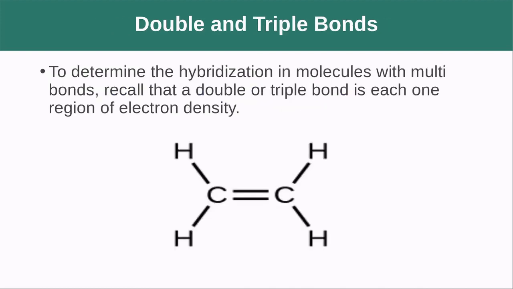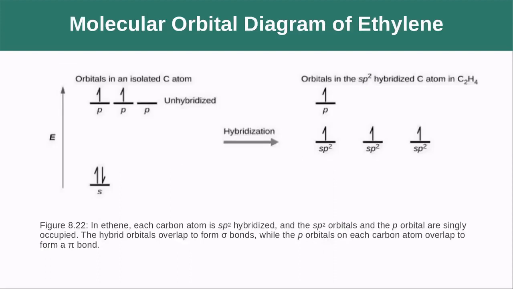To determine the hybridization in molecules with multi-bonds, recall that a double or triple bond is each one region of electron density. So if we look at our molecular orbital diagram, prior to this, we had just enough electrons to fill all of our hybrid orbitals. But what happens when there's enough electrons for an electron to go into one of these unhybridized orbitals?